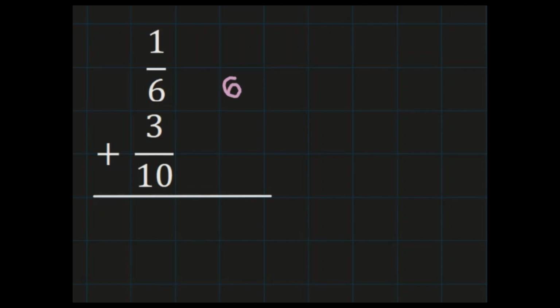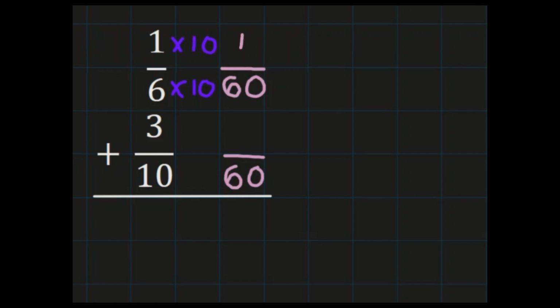In the example 1/6 plus 3/10, we have denominators of 6 and 10. 6 times 10 is 60, so we can use 60 as that common denominator. And again, it may not be your least common denominator, but it at least gets your problem started. So 6 times 10 was 60, and to get that equivalent fraction, I have to multiply my numerator by 10 as well. So 1 times 10 is 10.